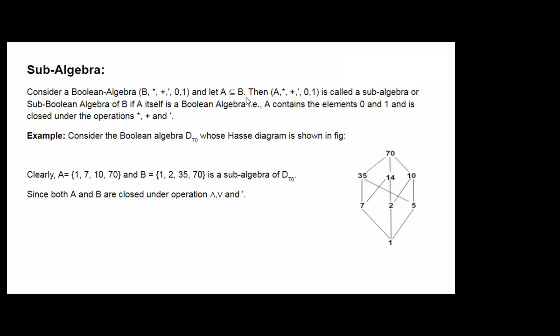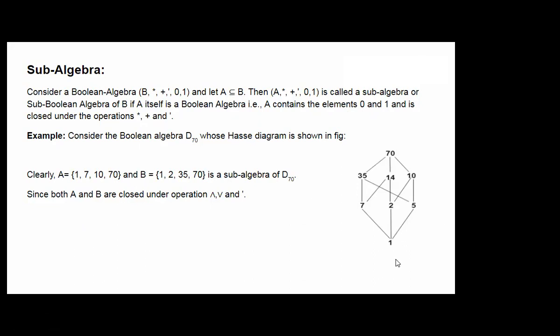Okay, A is subset of B when A is also Boolean algebra. And B is Boolean algebra, that we know. But if A is to be Boolean subalgebra of B, then itself has to be the Boolean algebra. That is, A contains the elements 0 and 1 and is closed under the operations star, plus and complement. Okay. Example, consider here the Boolean algebra D70 whose hasse diagram is given in the figure.